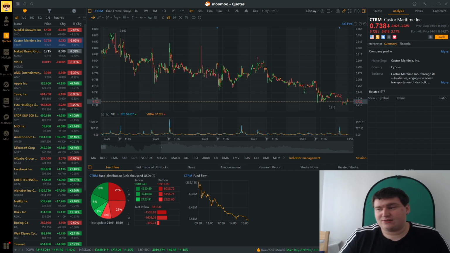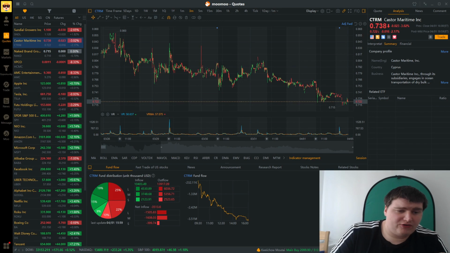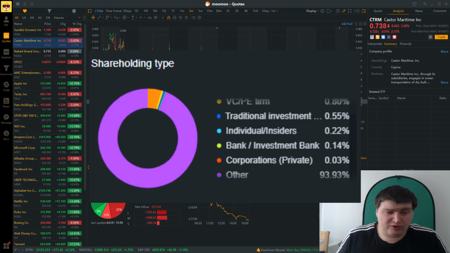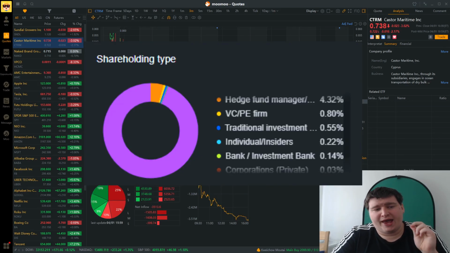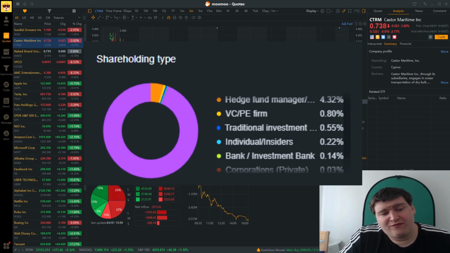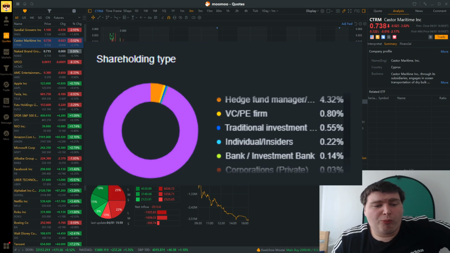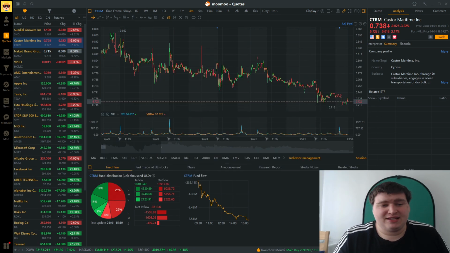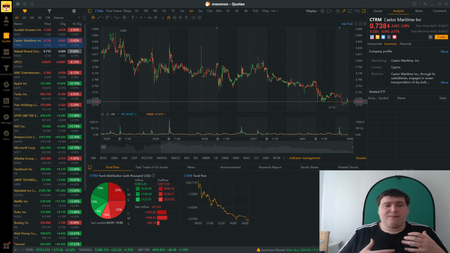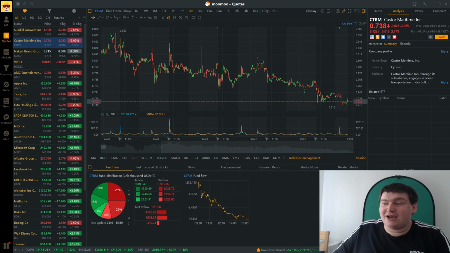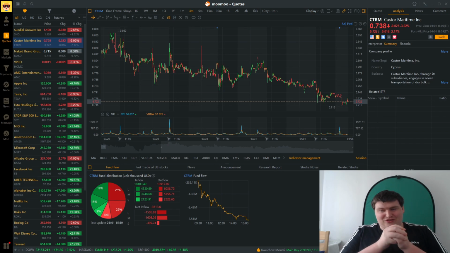As we do the shareholder statistics, the current shareholding positions within Ctrm: we currently own as retail investors 93.93%, and that's a shareholding type within the company. So we own a large majority, us retail investors, and then 4.32% is owned by hedge funds, 0.8% is owned by VC/PE firms, 0.55% is from traditional investment, 0.22% is from individuals/insiders within the company, 0.14% is from banks/investment banks, and 0.03% is from private corporations. So that is the shareholder structure behind Ctrm, and we're now going to move into the meat and potatoes of this video, the financial composition with the new earnings report.